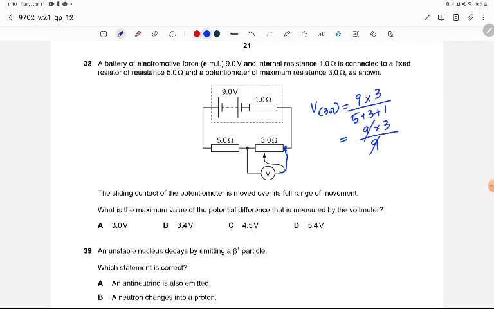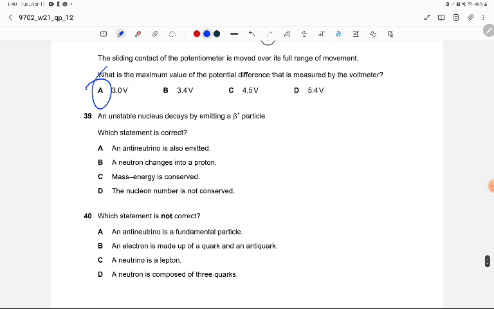An unstable nucleus decays by emitting a beta positive particle. Which statement is correct? A neutrino is also emitted? No, neutrino is emitted. A neutron changes into a proton. Actually, the proton changes into a neutron, so that is not true. Mass energy is conserved. That is always true. Nucleon number is not conserved. It is actually conserved. So C should be the right answer.